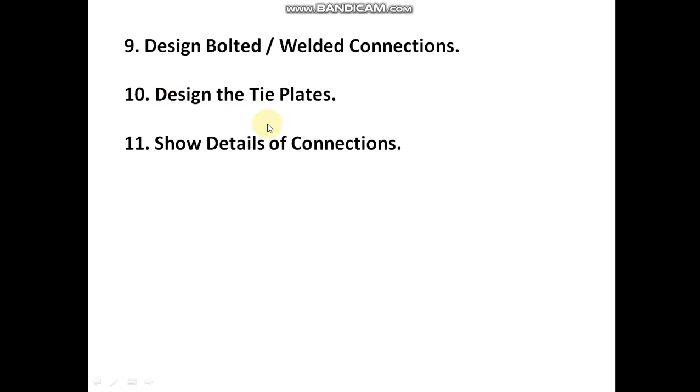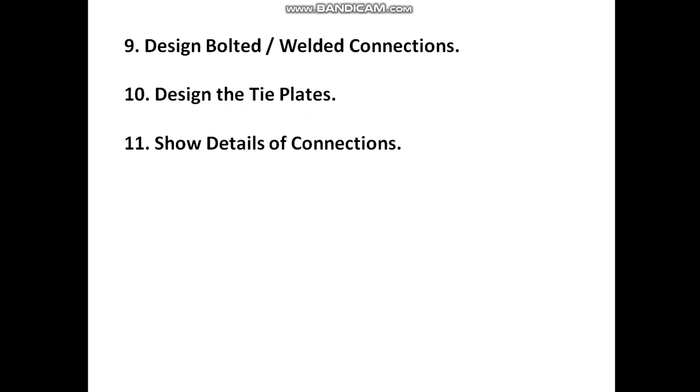After that, we have to do the design of the tie plates. Usually these tie plates are provided at the top and at the bottom of the laced columns. We have to do the design similar to the design of battens. We have to proportion the dimensions, and we have to provide the bolted connections. And finally, after doing all this design, we have to show the details in the form of a neat sketch.